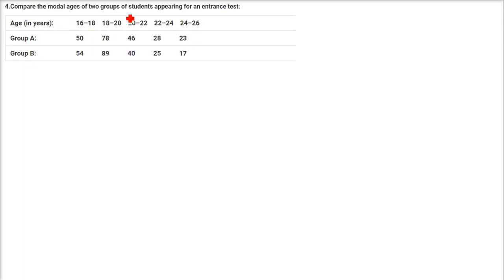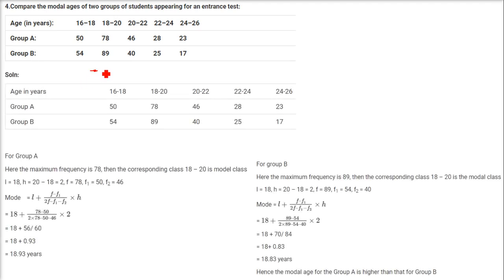Now we have to compare the modal ages of two groups of students appearing for an entrance test. So this is the age in years, and we have two groups. So we have to compare the mode. What we will do here is, first we'll compute the mode for the first data, and then the mode for the second data. This is what we are going to do here.